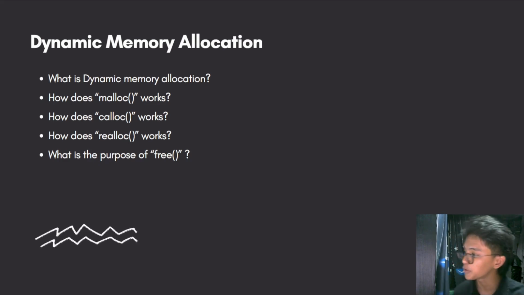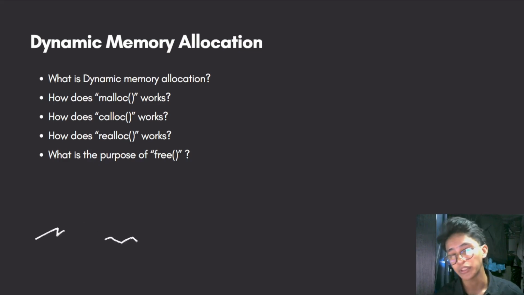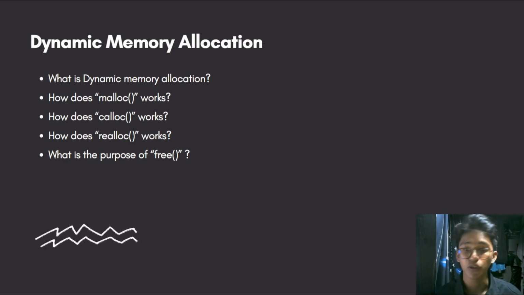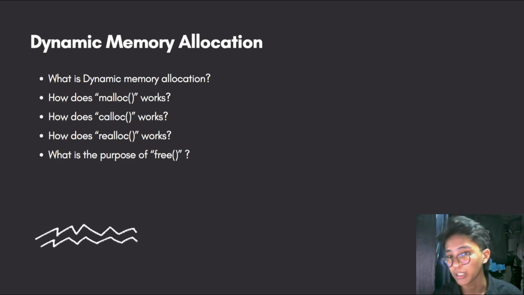The last one is free. It is simply used to deallocate memory and return it back to the system for use elsewhere. It is also used to avoid memory leaks and memory with garbage values. Now let's further explain this and try to implement it in a compiler.